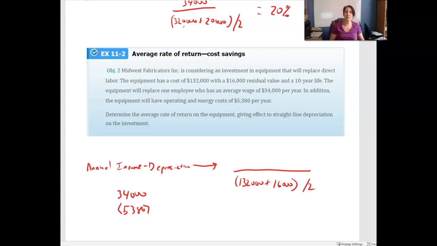Now we also have to subtract the depreciation piece. I don't think it tells you. Oh yeah, it tells you straight line. We've got straight line depreciation on this investment. So now you have to reach way back in your brains to straight line depreciation.